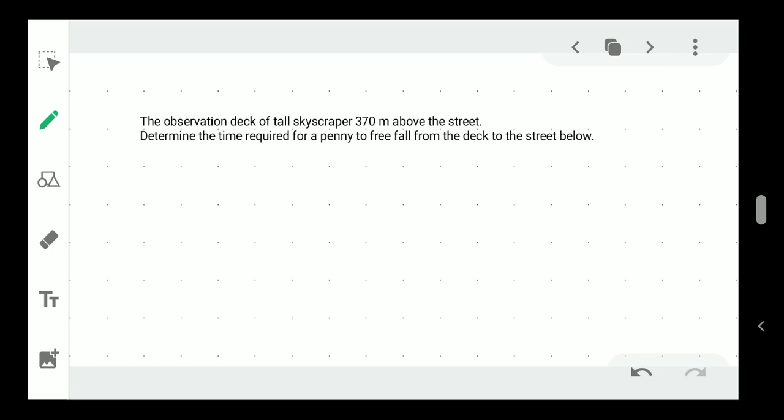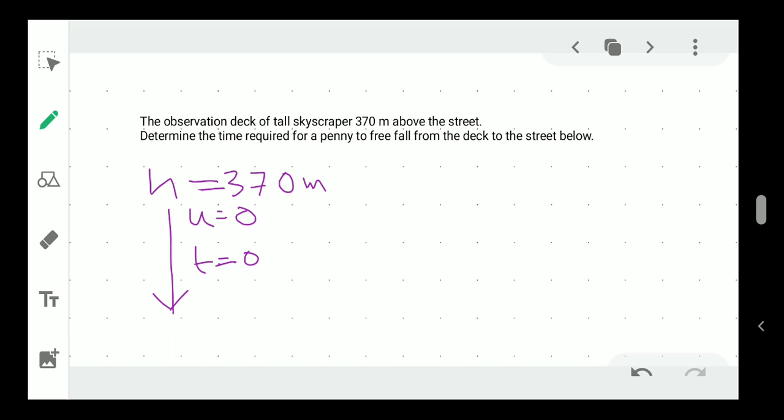Okay, the observation deck of a tall skyscraper is this much height above the street. So the height is given, that is 370 meter. Determine the time required for a penny to fall. So the height is given, I have to find the time. I also know u, because for free fall the initial velocity u is 0, that is, it's falling from rest. Final velocity before touching I don't know, and I just have to find the time.